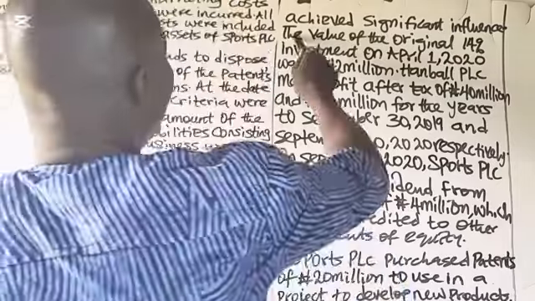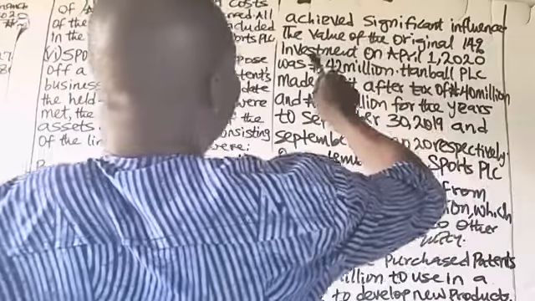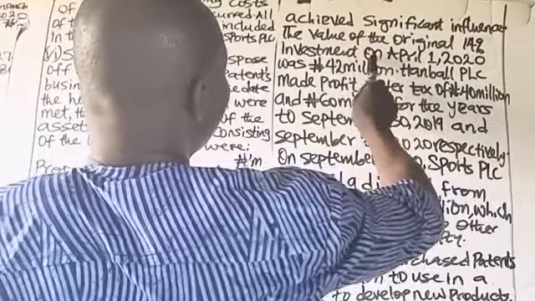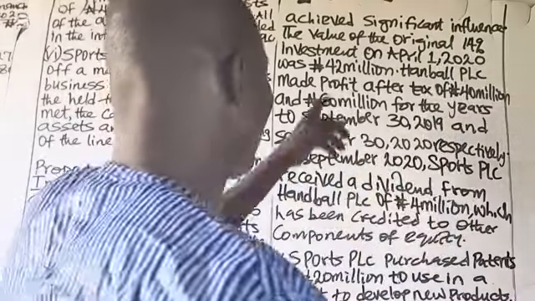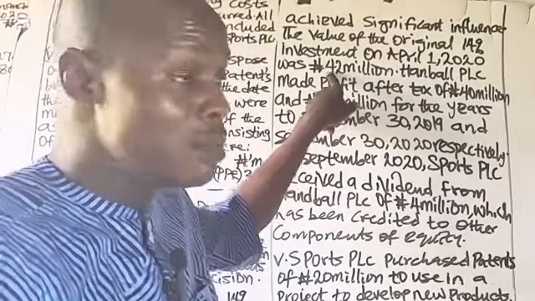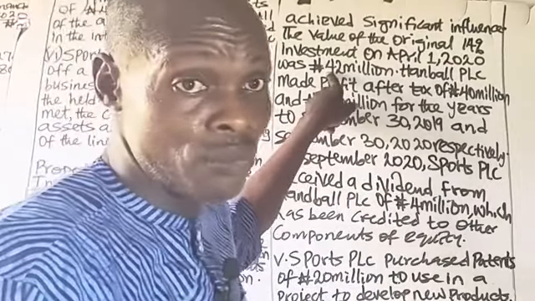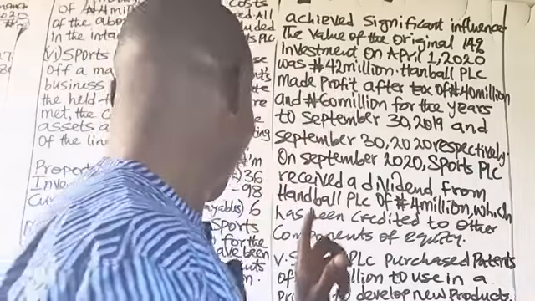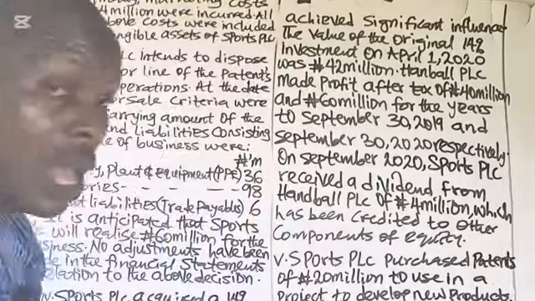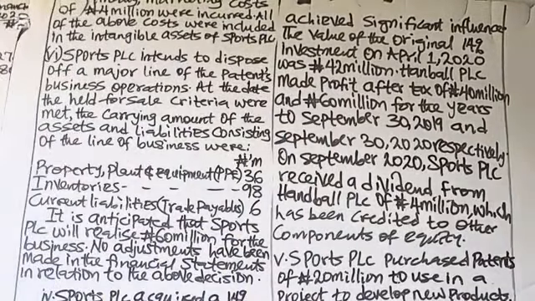Now, the value of the original 14% investment on April 1st, 2020 was 42 million. So this was the fair value we were looking for. Remember, the cost was 36 million. And the fair value has now increased from the 36 million cost to 42 million.